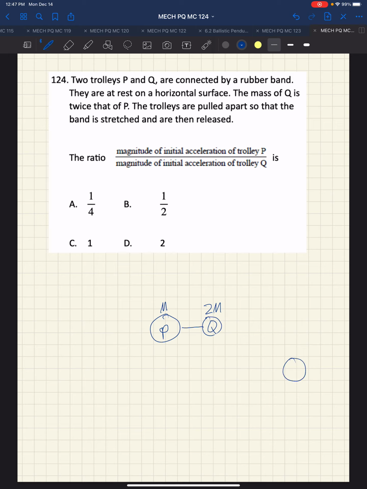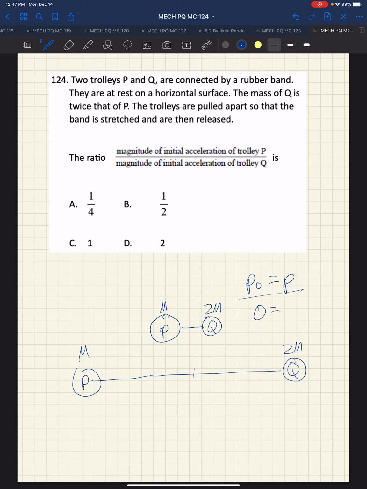So now we've got them stretched like so, P and Q, where this is 2M and this is M. So we know this is a conservation of momentum situation because we have an explosion, or a collision in this case. A collision is about to happen. So we know that the momentum is the same at all times. Well, initially, before it's released, the momentum is 0.